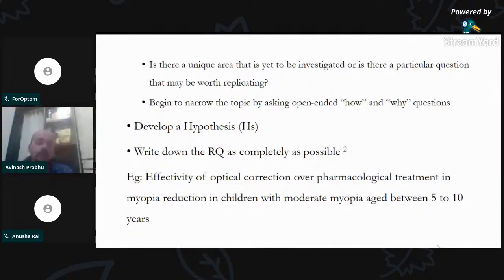Okay, so what is the population? Your population is the children aged between 5 to 10 years. What's the intervention? The intervention we're giving is optical correction. And what is the comparison? Probably a pharmacological comparison, where atropine has been given to the child. And what is the outcome? Your outcome is the effectivity, or the reduction of myopia. So this is how it comes together when it comes to a refined question.